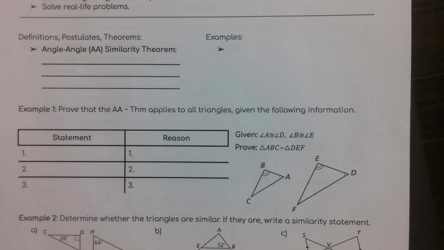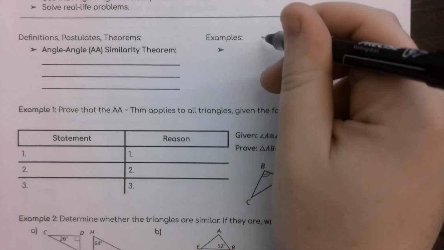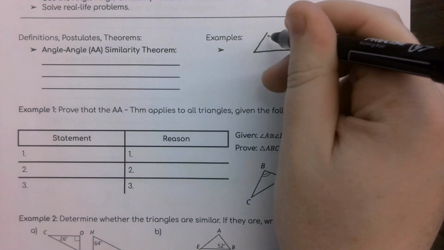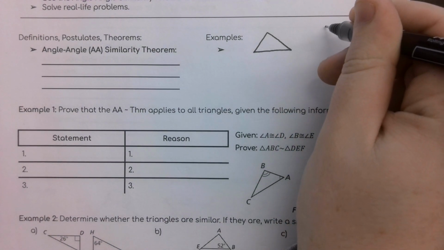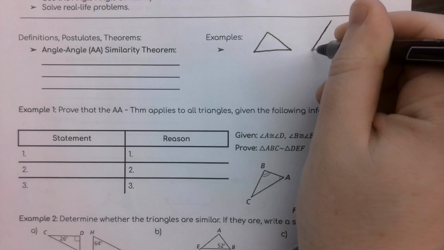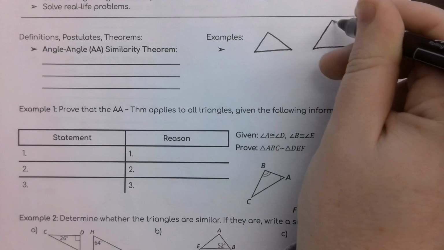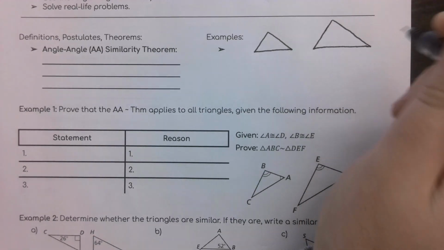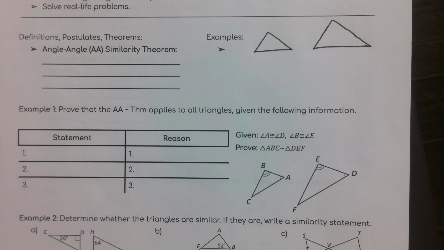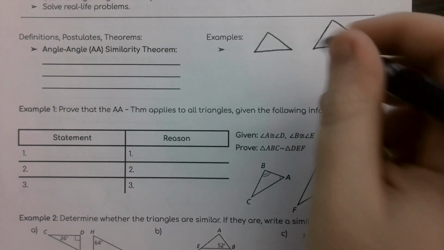First things first, let's talk about what makes two triangles similar. You might recall from the last lesson, we said that two shapes are similar if all their angles are congruent and if all the sides were proportional. It had to be both of them that are true in order for triangles to be similar.